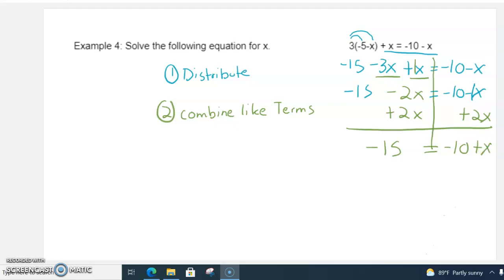Now I'm going to keep solving for x, and since there's a negative 10 with the x, I'm going to add 10 to both sides to get the x by itself. So now I have x is equal to 10 minus 15, which is going to be negative 5. And I can just rewrite this as x is equal to negative 5. All right, go ahead and try the 2 practice problems on your own.